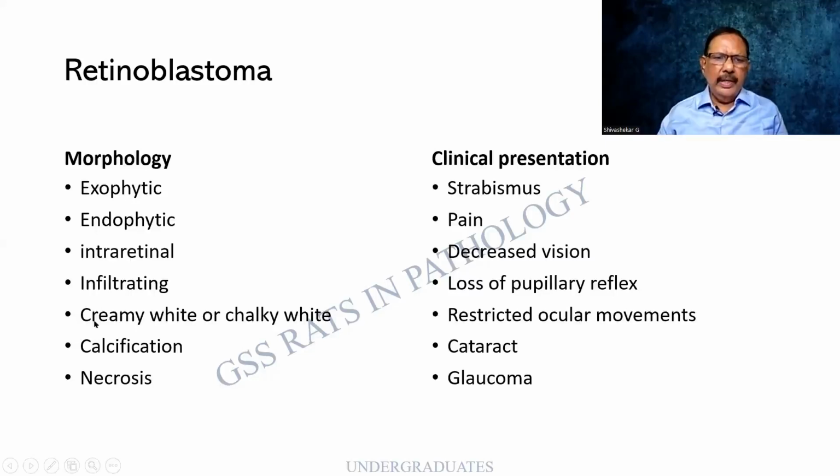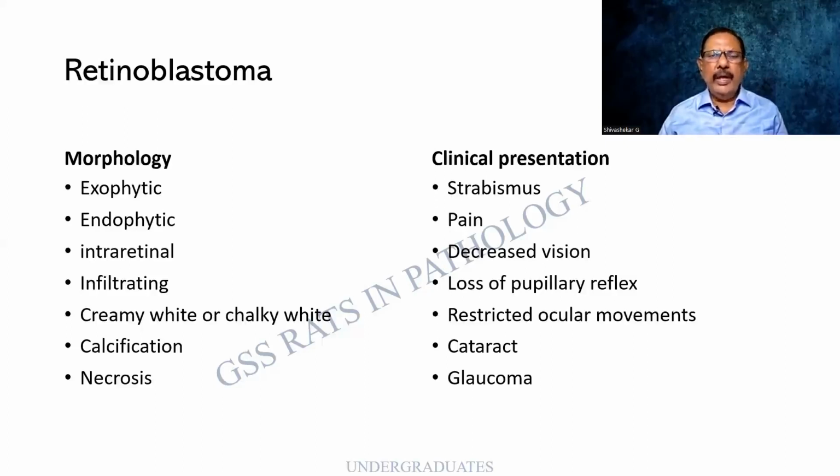The tumor is generally creamy white or chalky white. There can be areas of calcification. So it is a large fluffy tumor which is creamy white or chalky white. And there can be specks of calcification that can be seen. Necrosis, of course, is definitely there. It is a rapidly growing tumor, therefore necrosis will be present.